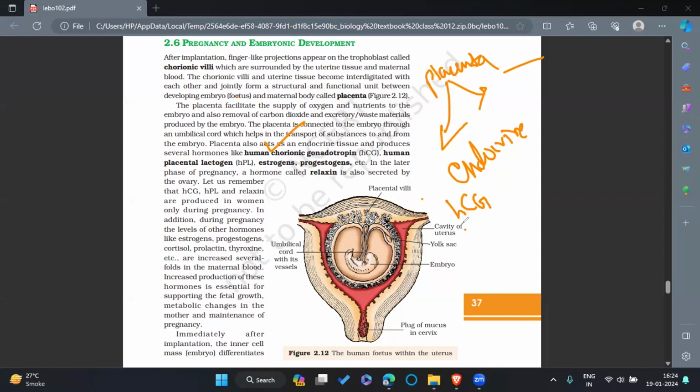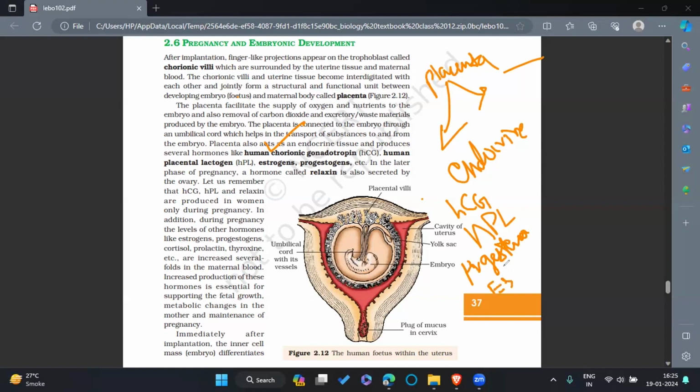Remember these hormones are secreted by the placenta. You have HPL, human placental lactogen. Then you have two more hormones, which, if you remember, were initially secreted by the ovary, but now are taken up by the placenta. You have the progesterone hormone, and you have the estrogen hormone.